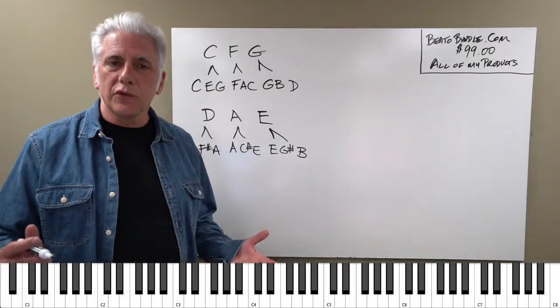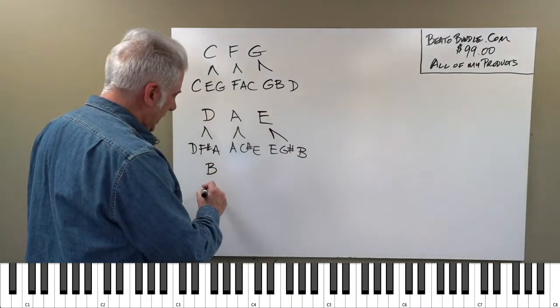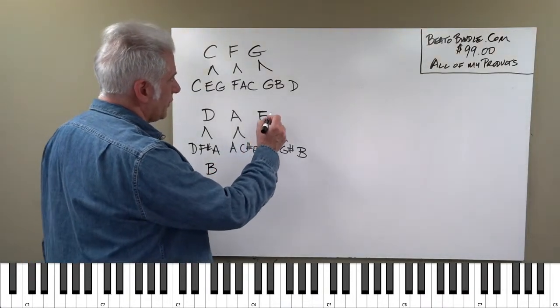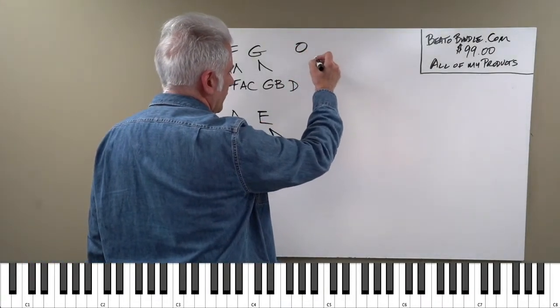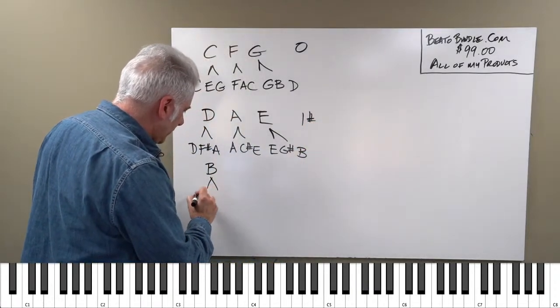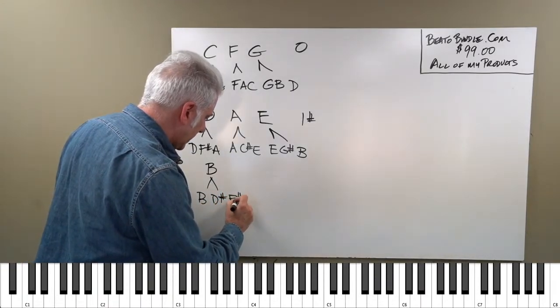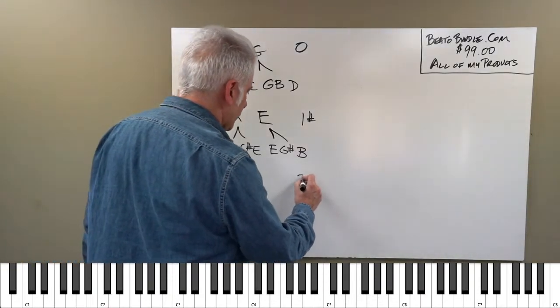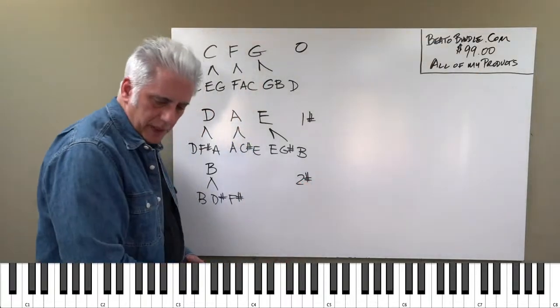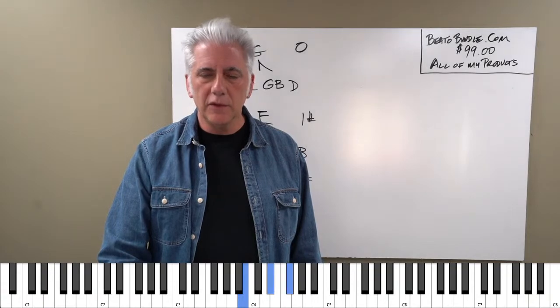Well, are there chords with 2 sharps? Yes, B major. So this is 0 sharps or flats. This is 1 sharp. And B major has the notes B, D sharp, F sharp. Okay? This one has 2 sharps. All right? B major would be this. Here's the 2 sharps, right? D sharp and F sharp.